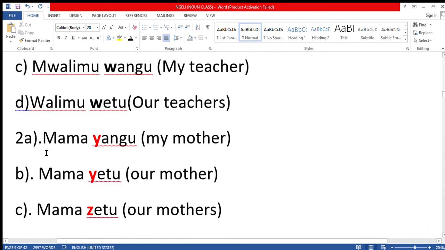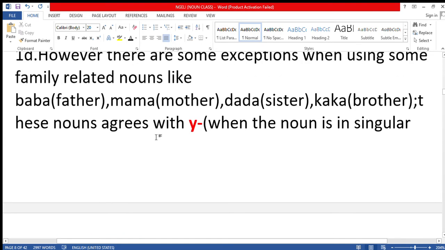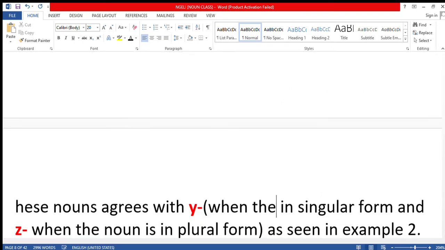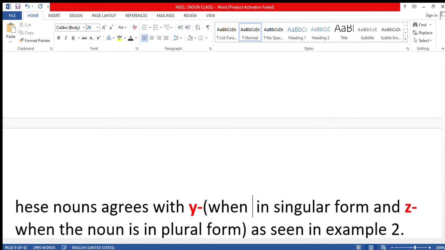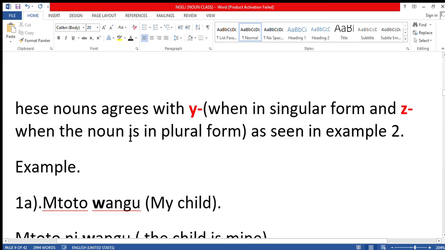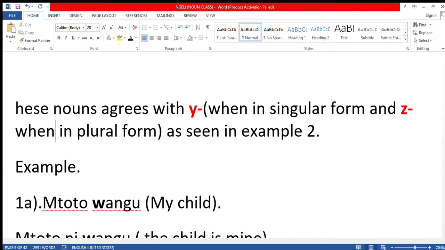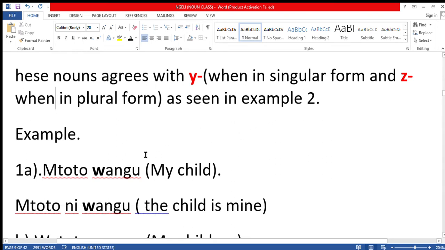Then we have here the second, as I told you, the exceptions. Here they agree with Y when the noun is in singular form. Let me just write Y in singular form, and Z when in plural form, as in example 2.